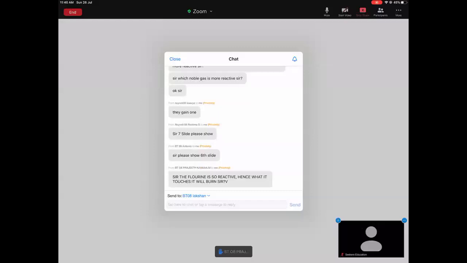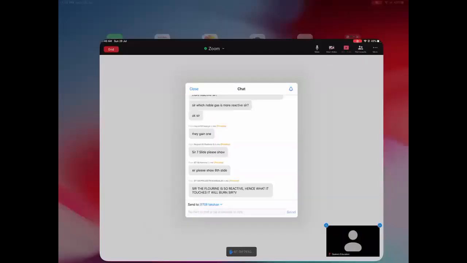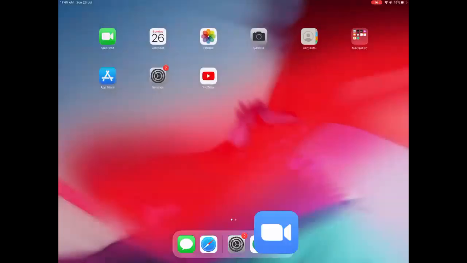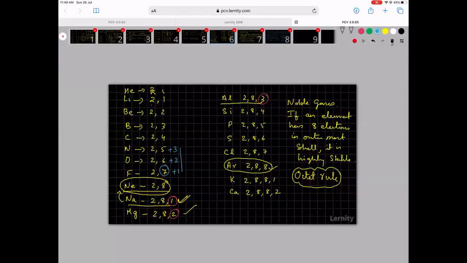Yes. Chlorine is highly reactive. So here is slide number 6. Lithium will give 1 electron. If it gives 1 electron, it will have the same structure as helium. Beryllium will give 2. Boron will give 3. Nitrogen has already 5, so it will take. Oxygen will take.